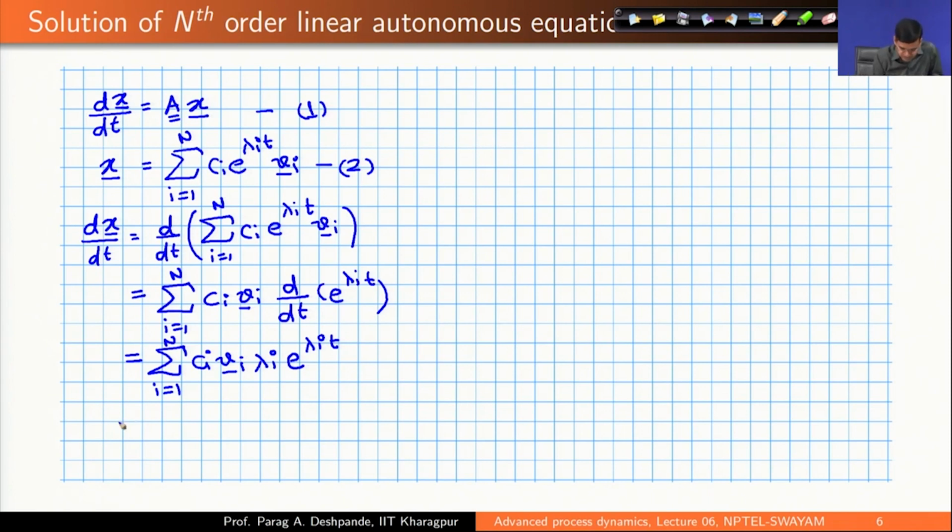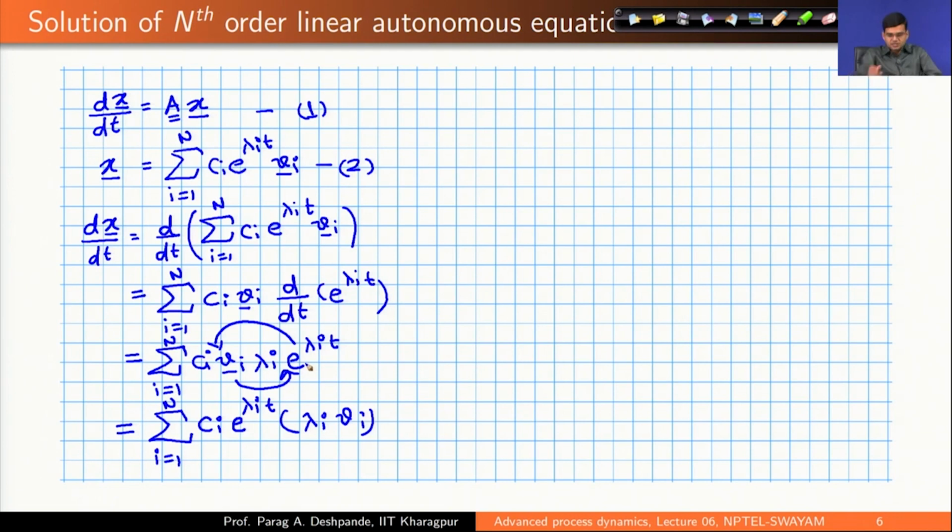So, let me do some further rearrangements. This would be 1 to n. Now, I write this previous expression as C i e to the power lambda i t multiplied by lambda i v i. All I have done is that I have taken e to the power lambda i t here and I have taken v i under bar there. Okay. So, then what do we get?